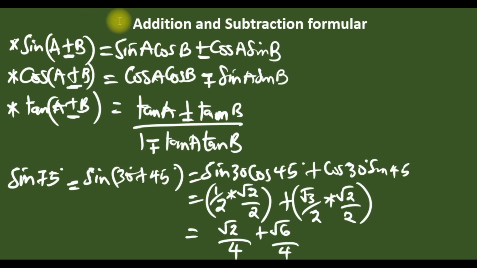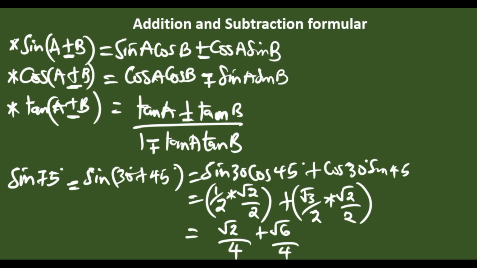Identity. So the first one is sine 3x. As you can see, 3x is x plus 2x. And from our addition identity, we know that sine of a plus b is sine a cos b plus cos a sine b.